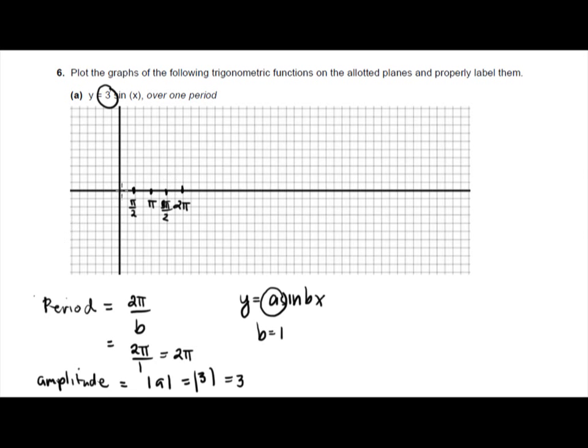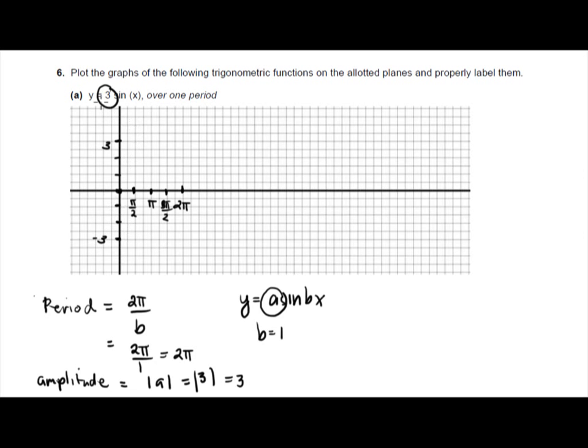And then this is the origin. This is 0, 0 radians. And then the amplitude, which is 3. So we can have 1, 2, and 3. Then it can go only as low as negative 3.